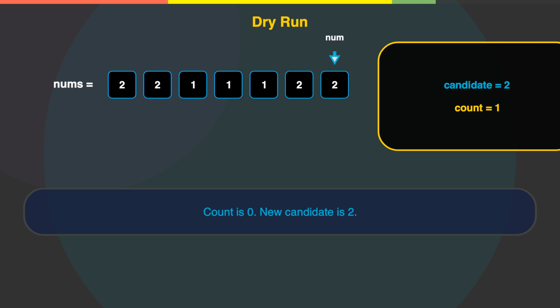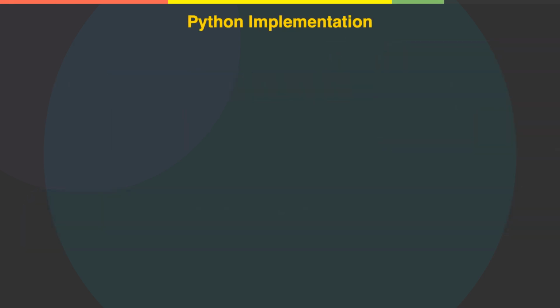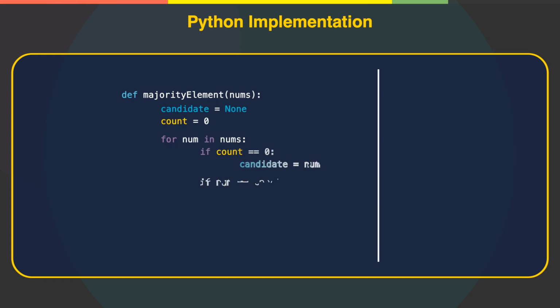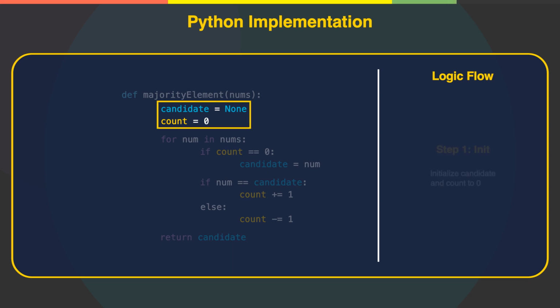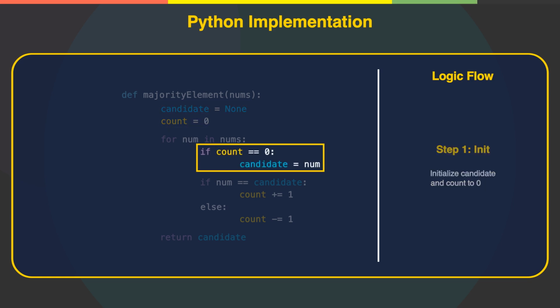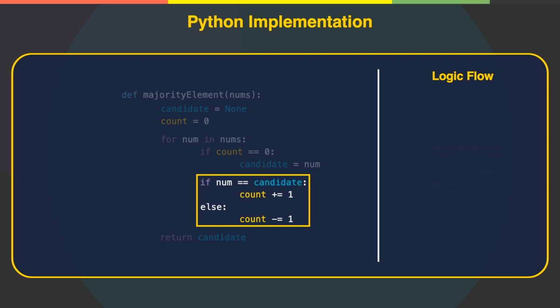Now that we have walked through the logic visually, let us see how these steps translate into our Python code. We start by initializing candidate to none and count to 0. Then, we iterate through each number in our array. If our count hits 0, we immediately assign the current number as our new candidate. Next, we check if the current number matches our candidate. If it does, we increment the count. If it does not, we decrement the count. Finally, after one single pass, we return the candidate.